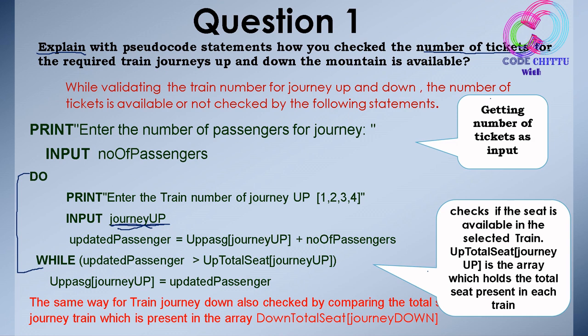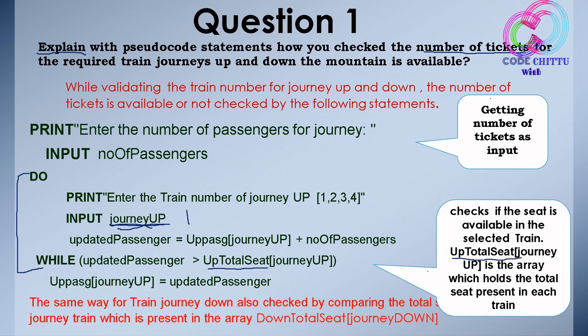It checks if the seat is available in the selected train. It is comparing with up total seat. We already know that up total seat is the total seats present in each train. Suppose they choose 1 as their train number, the maximum is 480. If some process is already going on, in those 480 how many seats are available, and whether that many seats are available for the number of passengers entered, that is what we are checking.